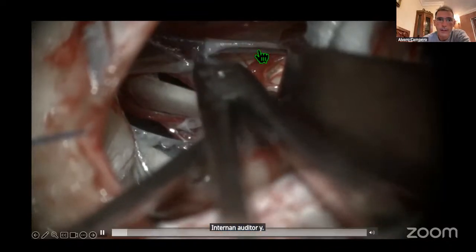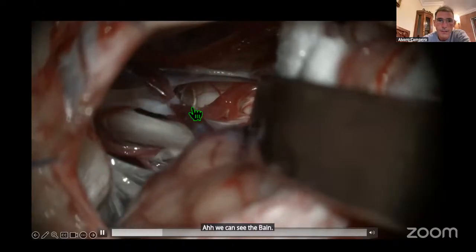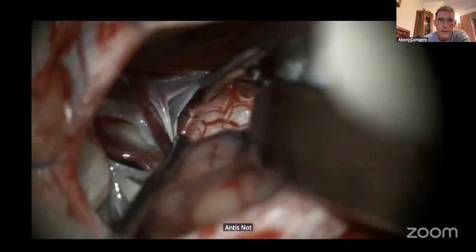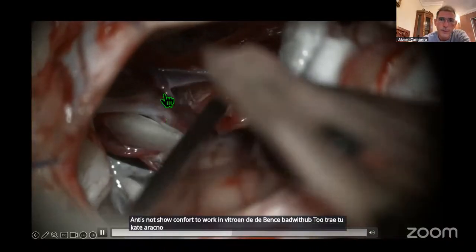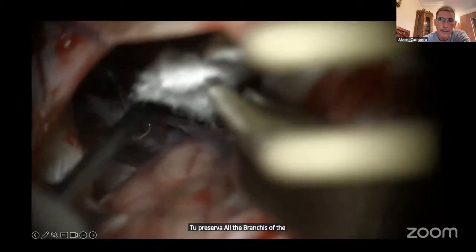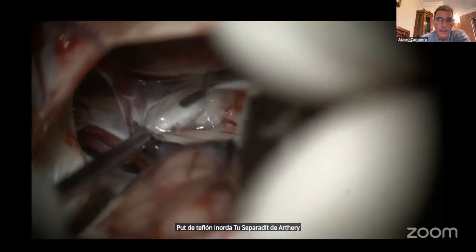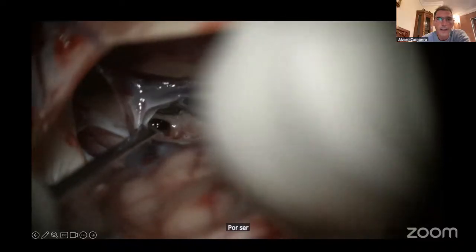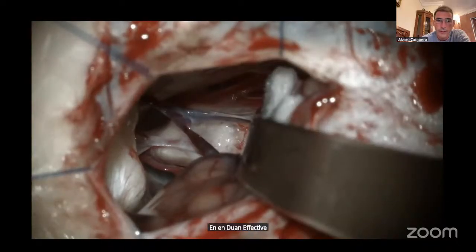So we can see a surgery on the left side, and we can see the vein, and of course it is easier to coagulate and cut, and it is not so comfortable to work in between the veins, but we have to try to cut the arachnoid to preserve all the branches of the vein at that level, and using very small windows put the Teflon in order to separate the artery from the nerve. So we can see how we can preserve the vein, and also we can do an effective surgery. This is the final view.